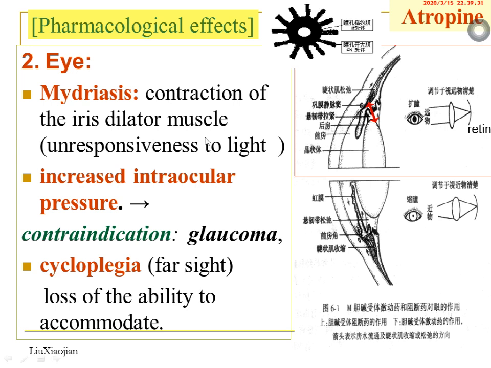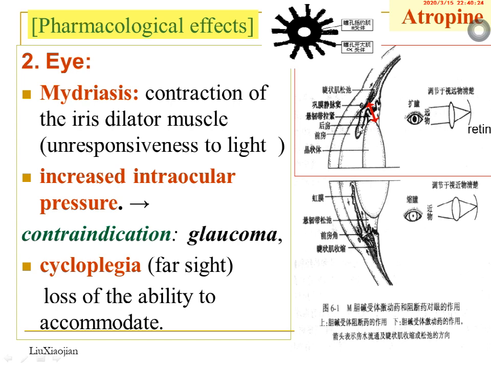So under these conditions, the eye is unresponsive to light. Our eyes are always responsive to light, which induces miosis. But under these conditions, this ability almost disappears because of atropine. So this is the mydriasis in the eyes, mydriasis caused by atropine.